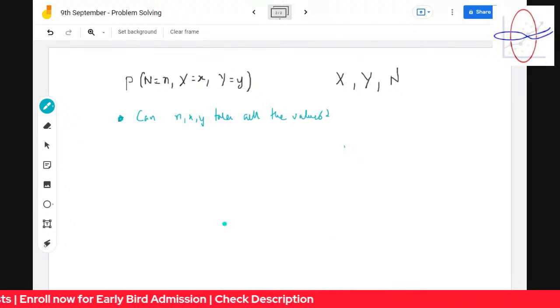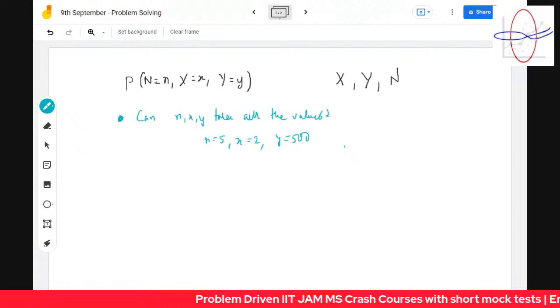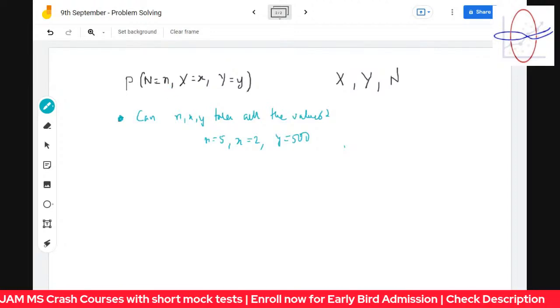Like, n is equal to 5, x is equal to 2, and y is equal to 500. Can this happen? No. Why can it not happen? n must be x plus y. Good. So therefore there is some intrinsic relationship between x, y, and n, right?